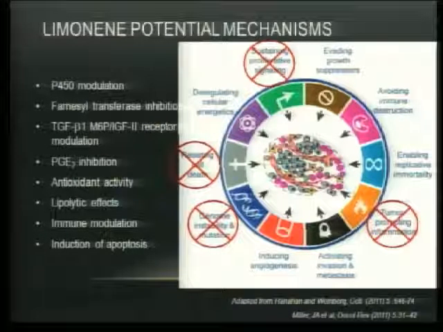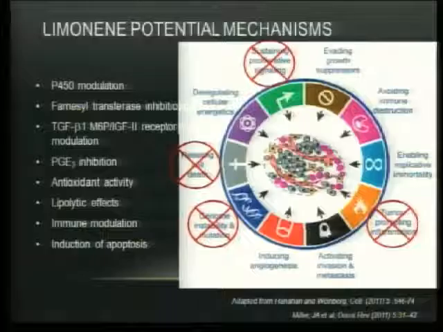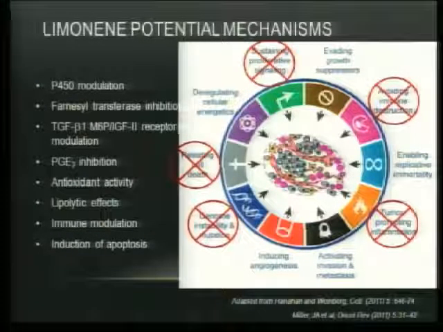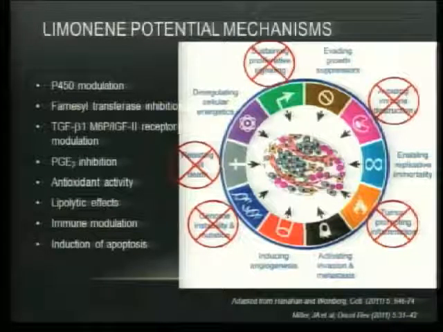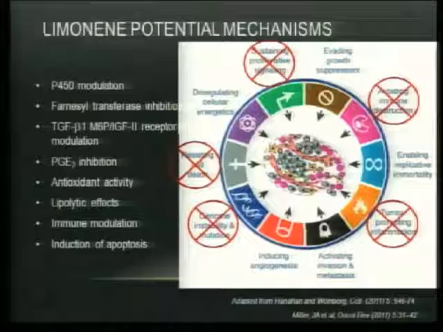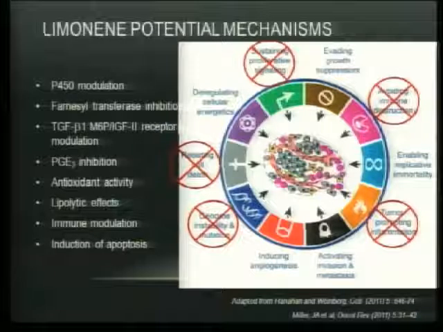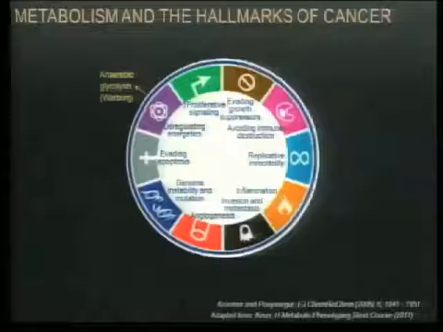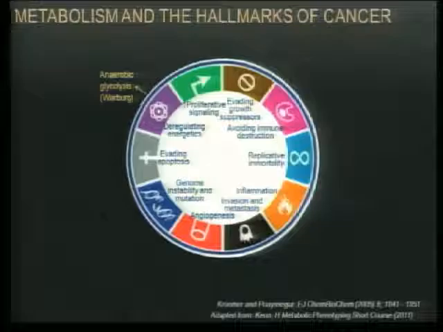Because it has antioxidant activity, it may prevent genome instability, and then avoiding immune destruction through its immune modulatory activities. These are all proposed mechanisms, and I would say the preclinical evidence for each is not super strong. But metabolism as a whole is really related to the hallmarks of cancer.